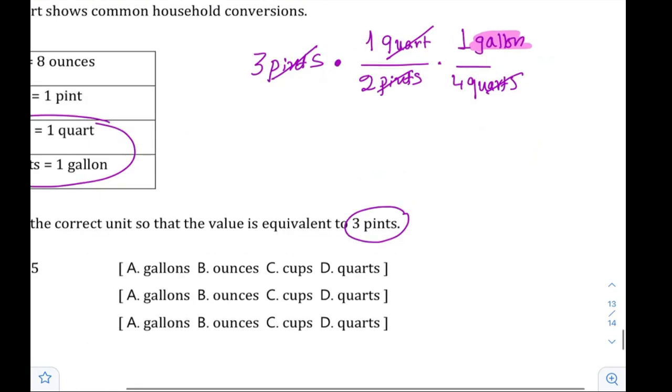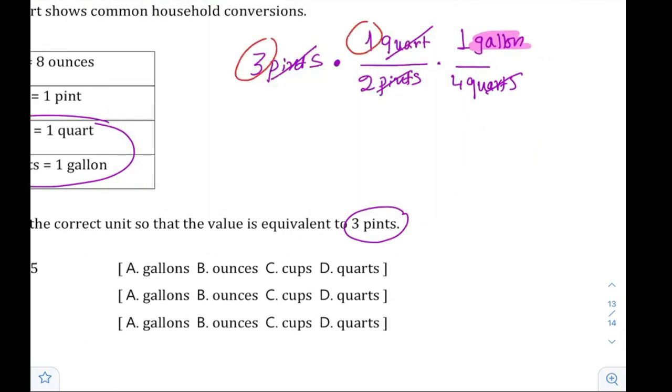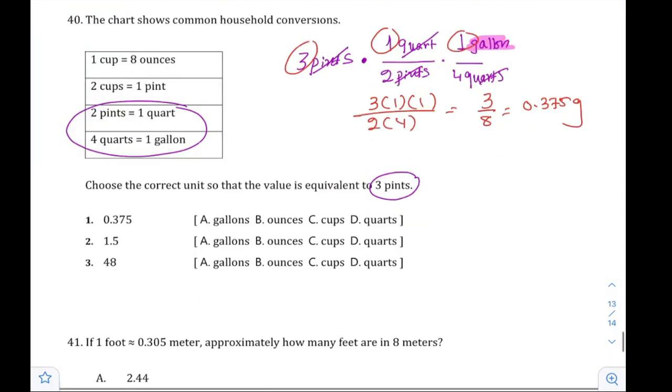So what shall I do? I will multiply all the numbers left. 3, 1, and the 1 up. So 3 times 1 times 1. And down we have 2 times 4. So we have 3 over 8, which is 0.375 gallons. And that's why we will choose gallons for this number.